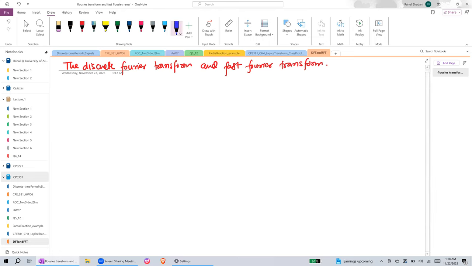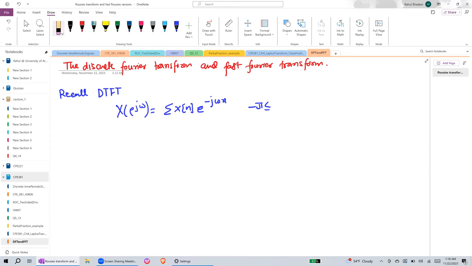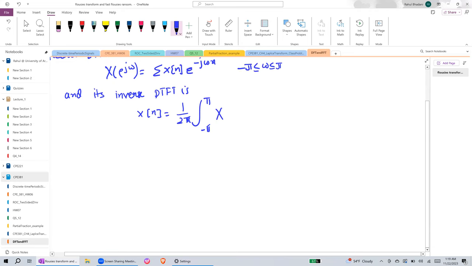So let's start with recall DTFT. Okay, we have the DTFT, X of e^{jω} equal to summation x of n e to the power minus jωn, and ω varies from minus pi to pi. And its inverse DTFT is x of n equal to 1 divided by 2 pi, integration from minus pi to pi, X of e^{jω} e to the power jωn dω.